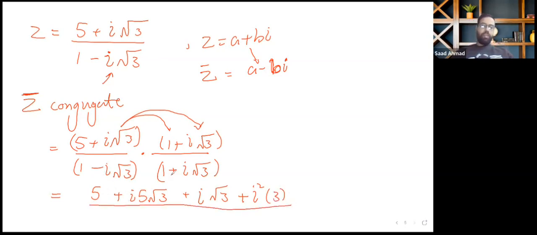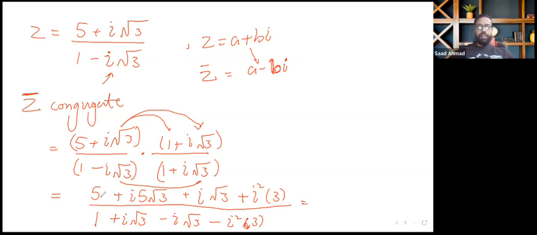Now we multiply the lower ones. 1 times 1 is 1. Then 1 times minus i square root 3, which is minus i square root 3. And then we multiply this times this. That will be minus i squared, and square root 3 times square root 3 will be just 3.